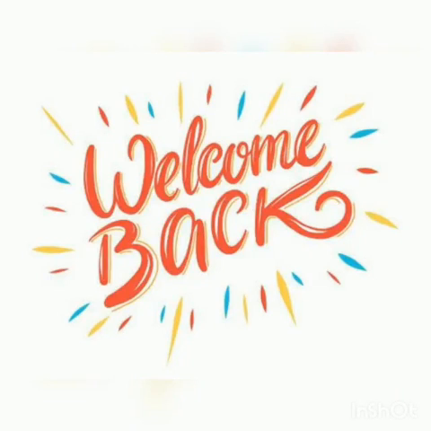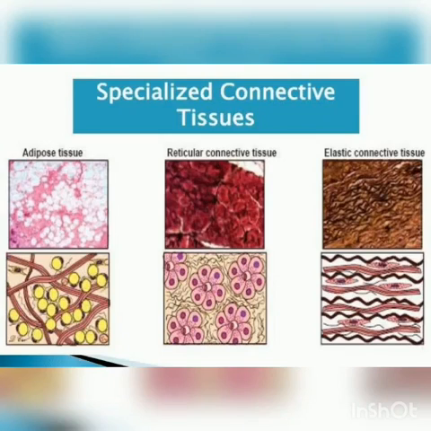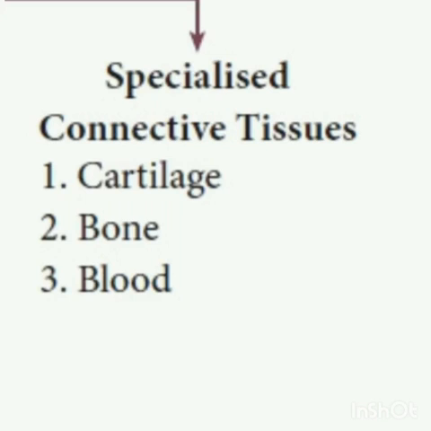Welcome back, dear students. We started the third chapter and we are on the way to the animal tissues, and we completed epithelial tissue and we started the connective tissue and completed up to dense connective tissue. Now we start with specialized connective tissue. Specialized connective tissue is classified as cartilage, bones, and blood.